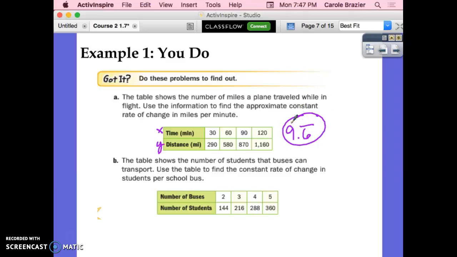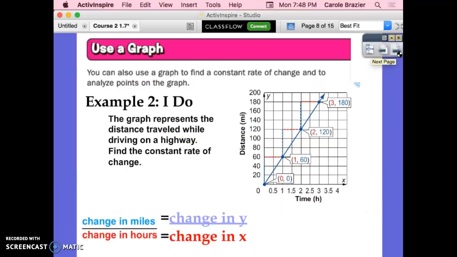And then the table shows the number of students that buses can transport. This one you would have gotten 72 students per bus. So each bus can hold about 72 students. We're not going to be graphing linear lines right now, but we will be getting there eventually. Okay, so looking at this one just gives you a graph, so it's the same thing.